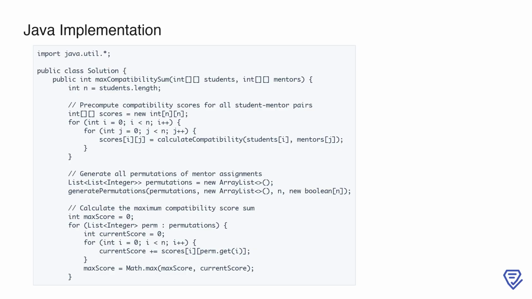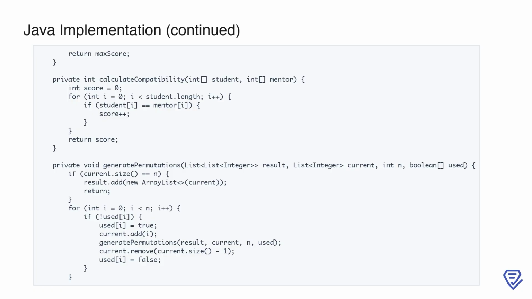Next, we prepare to evaluate all possible mentor assignments by generating permutations. To do this, we use a helper method called generatePermutations, which creates all possible assignments of mentors to students. Finally, we calculate the maximum compatibility score sum by iterating through each permutation. For every assignment, the compatibility of each student-mentor pair is summed, and the maximum score is updated accordingly. Once the maximum score is determined, it's returned as the result of the maxCompatibilitySum method.